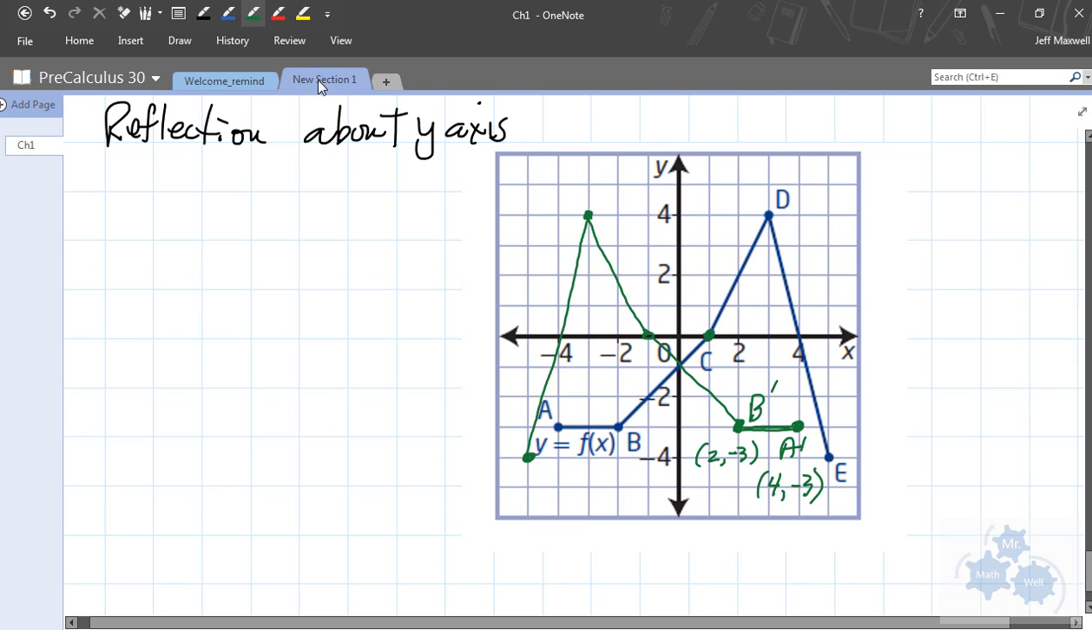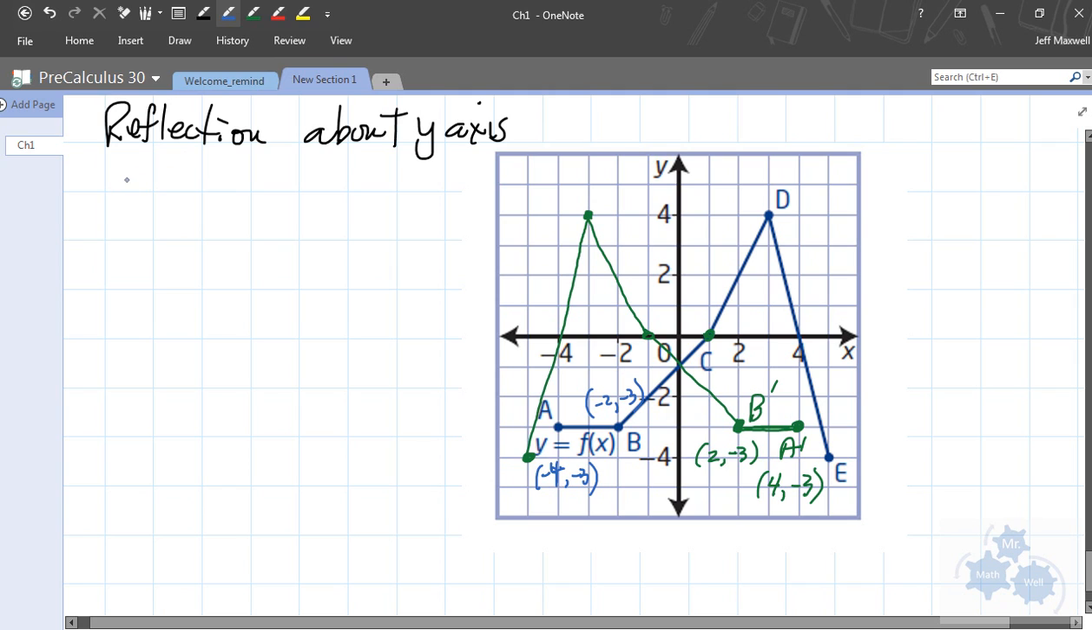Okay, so if we compare some points here, and let's just take a look at A and B. So A we said was -4 and -3. And over here it's +4 and -3. B is -2, -3, and over here it's +2, -3. So what is changing if we reflect this way? The x value, yes.